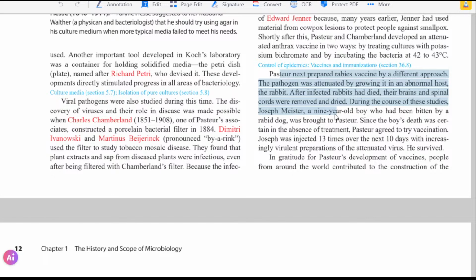So in this case, he developed a vaccine, a killed vaccine, he killed them, right? This incubating the bacteria. Yeah, that's an anthrax vaccine.